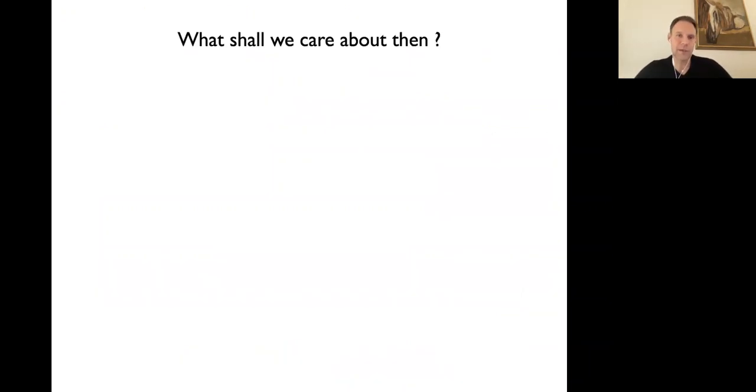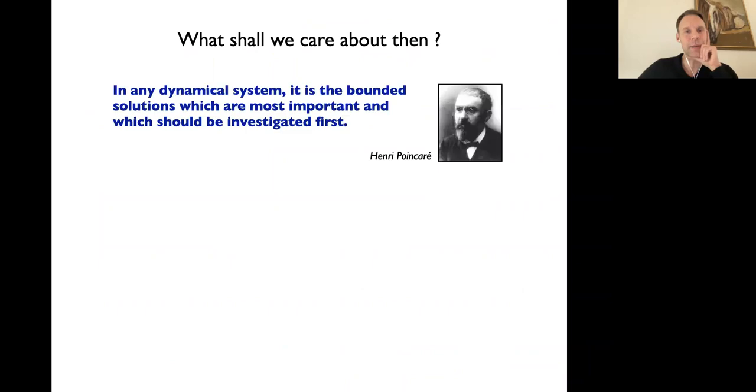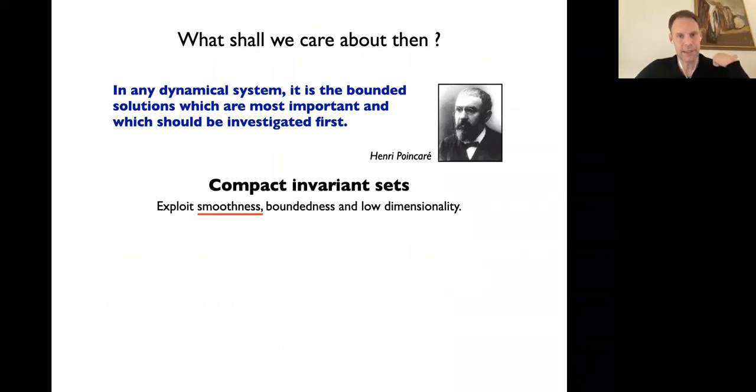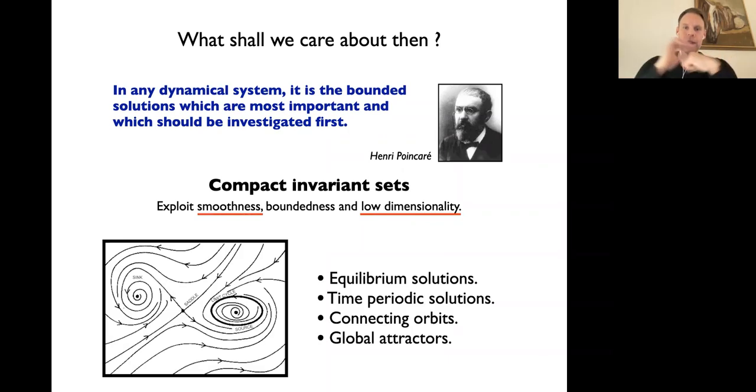So the question is, what kind of solutions do we care about? From the point of view of Poincaré, the real father of modern dynamical systems, we should investigate bounded solutions. So what are bounded solutions? Bounded solutions are steady states, they're periodic orbits, they are, let's say, connecting orbits. If you look at this graph here, that could be an infinite dimensional phase portrait where you have equilibrium solutions and limit cycles. So what is interesting from the viewpoint of dynamics are these bounded solutions, these asymptotic solutions which exist for all time.